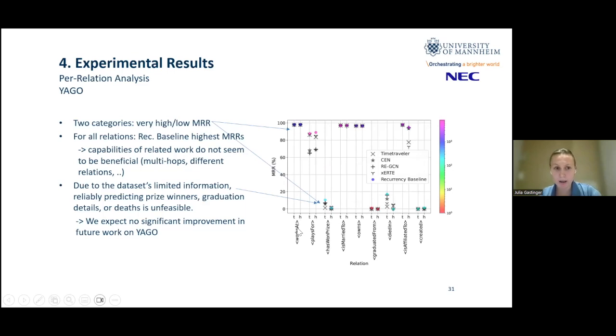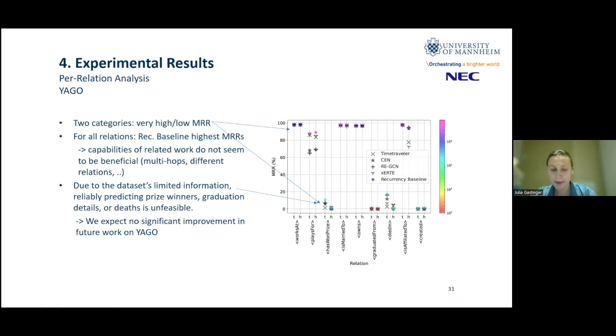What do we see? First one is that we have some kind of categories for the MRR here. Either we have very high MRR, nearly 100, for example, or very low MRR, below 20. For all relations, we see that the recurrency baseline has the highest MRRs.